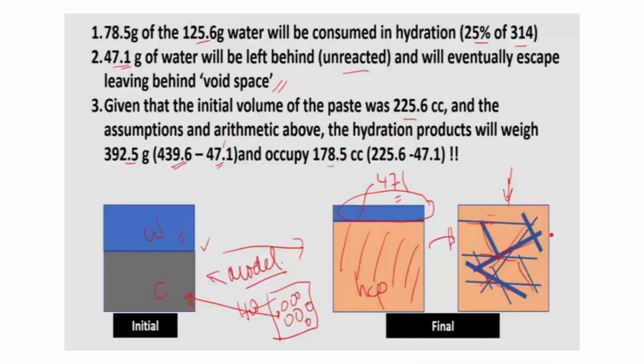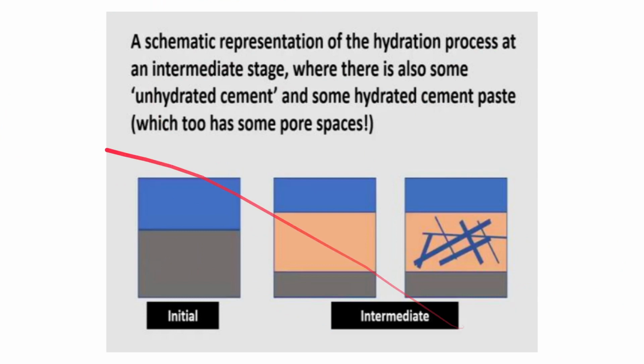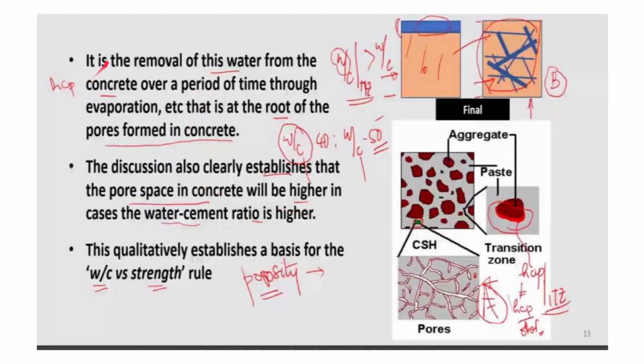So we will again go into more detail now. This is the schematic representation of the hydration process at an intermediate stage, where there is some unhydrated cement, as you can see here, and some hydrated cement paste, which is having some pore spaces. These blue lines are representing those pore spaces. So the removal of this water from the concrete over a period of time through evaporation is at the root of the pore formation. So we discussed that this water that will get evaporated will result in the formation of pores.